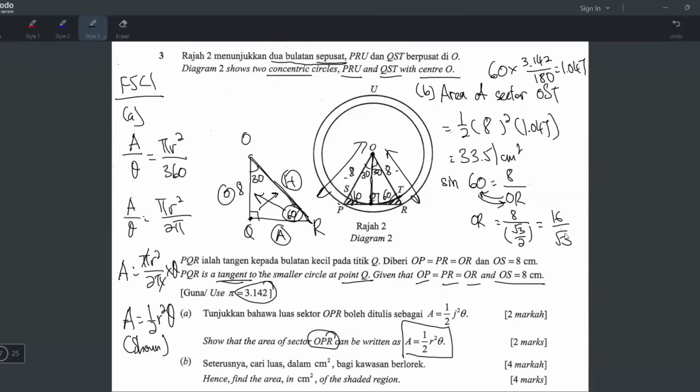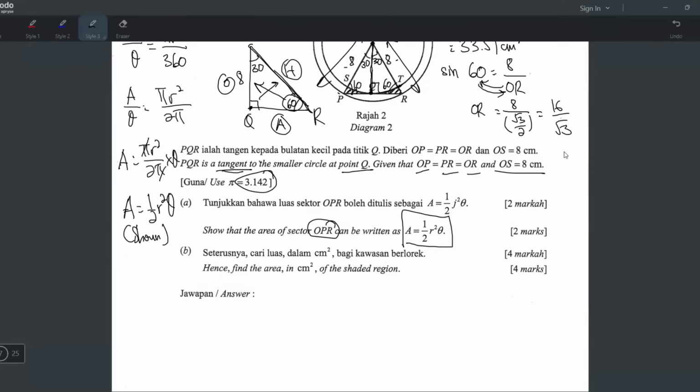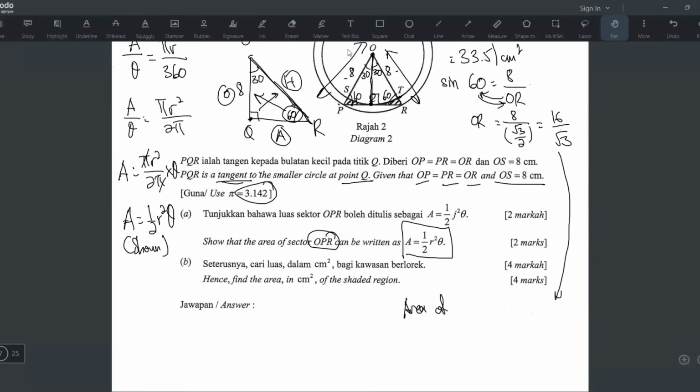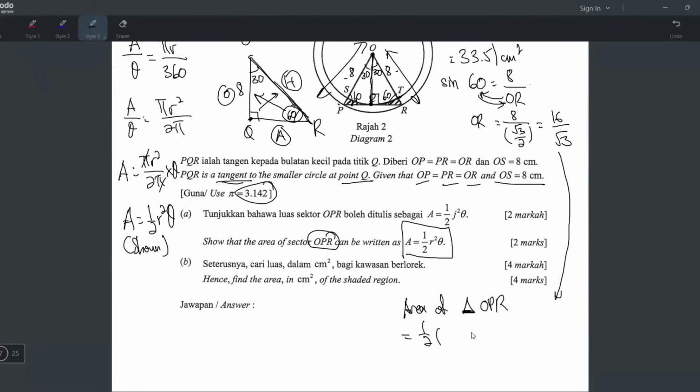Okay, after I have my OR, now we can find the area of triangle. Okay, I'm gonna continue down here. So the area of triangle, and which triangle am I finding? OPR. So this is the triangle symbol, OPR. Okay, I'll use the 1 over 2 ab sine C formula. Of course, the ab will be the OR, which is 16 over square root of 3, and then times 16 over square root of 3 again, and then sine C, and sine C will be the included angle 60 degrees, right?